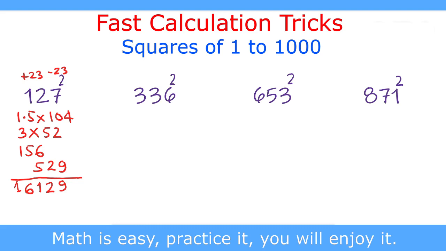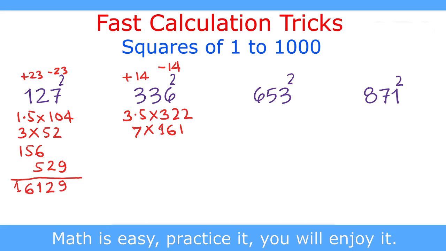Now we go to the next question. 336 square. 336 is close to 350. Writing 336 in terms of 350, we add 14 and then also subtract 14. On adding 14, we get 350. In place of 350, I am writing 3.5, and subtracting 14 from 336, we get 322. For making calculations easy, we multiply 3.5 by 2 to make it 7 and divide 322 by 2 and we get 161.